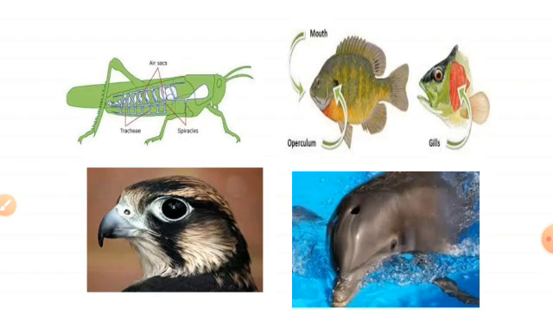When they breathe in, oxygen from the air enters their body through the blowhole. When they breathe out, the carbon dioxide leaves the body through the blowhole along with some water.